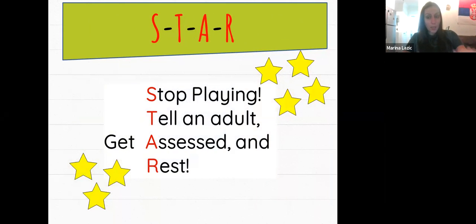And now, in case you hit your head or you feel like you have concussion, what you need to do is to follow this STAR activity sign. What does it mean? Stop playing, tell adult, get assessed, and rest. So STAR.